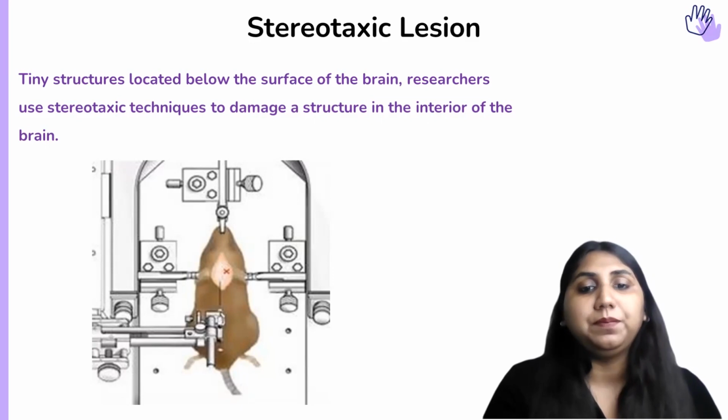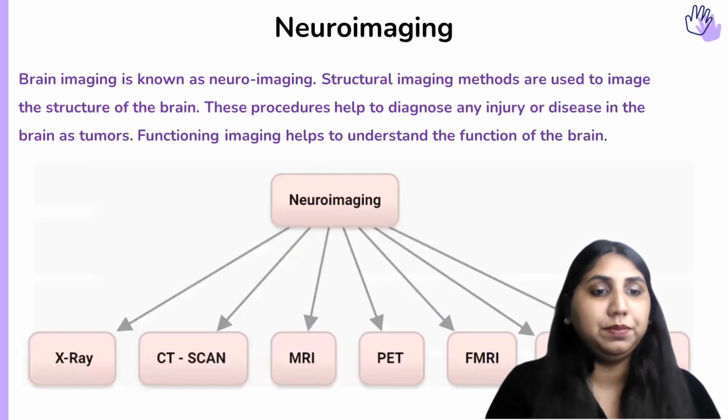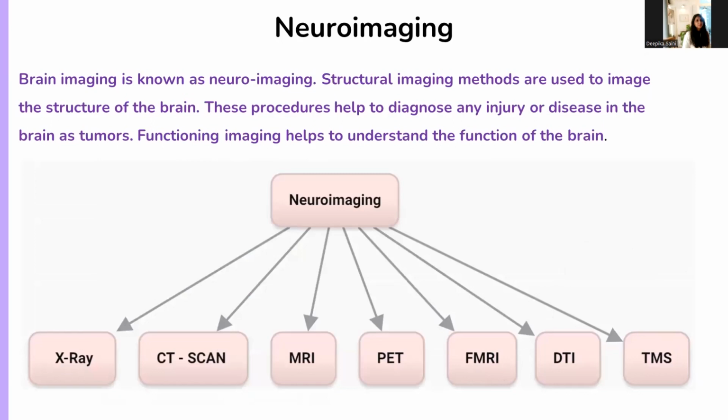All right, let's move ahead to neuroimaging. As you can see, neuroimaging is a brain imaging technique. Over here you try to find structural images of the brain. So consider this as photography. You try to discover structural images of the brain using different techniques. There are techniques such as X-ray, CT scan, MRI, PET, fMRI, DTI, TMS. We will be discussing each of these in detail.